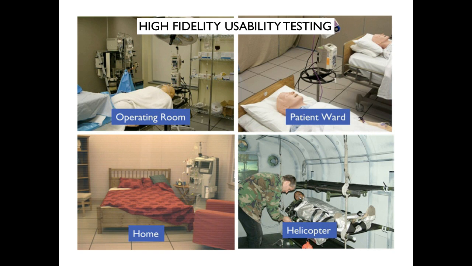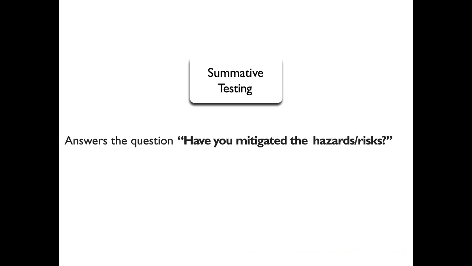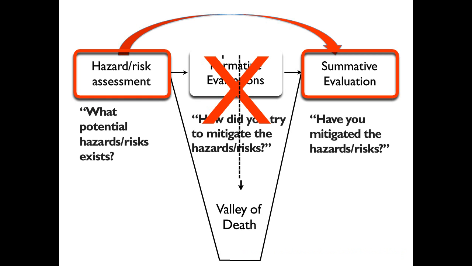When I was saying that with formative testing, 5 to 7 users is usually enough. When we go to summative testing, we usually need at least 15 to 20, sometimes many more, depending on the extent of the evaluation, so that we can make more performance-based assessments. So the summative testing answers the question, have you mitigated the hazards and risks?